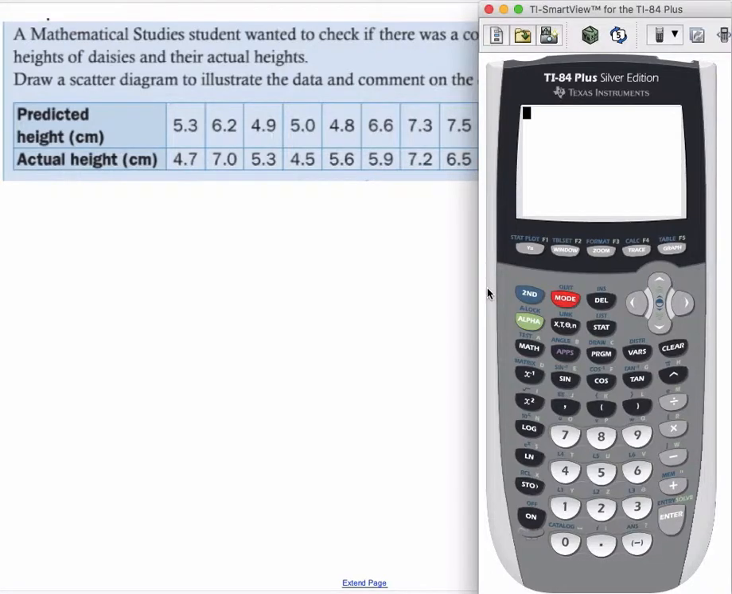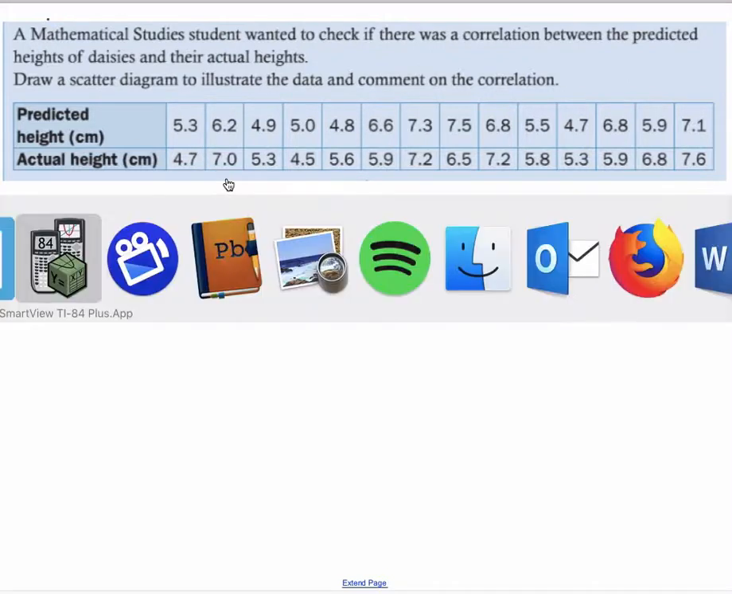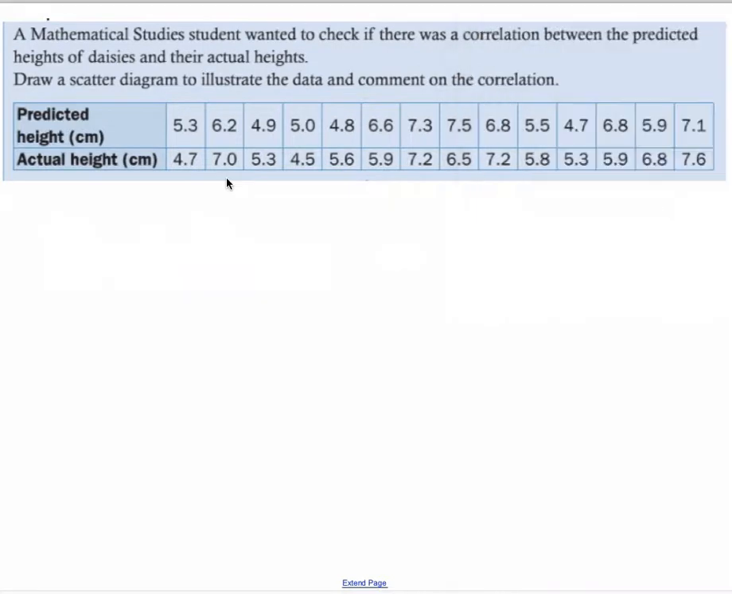Hello, this is Mr. Collier, and today we're doing line of best fit and linear regression with the TI-84 calculator. So here we have a set of data. We have predicted height of daisies versus actual height, and we want to see if there's a relationship there, basically determining if these are good predictions or not.